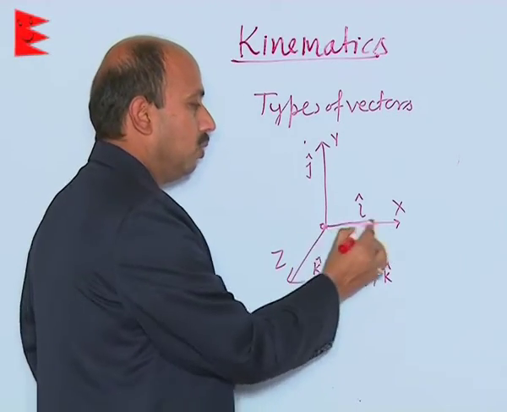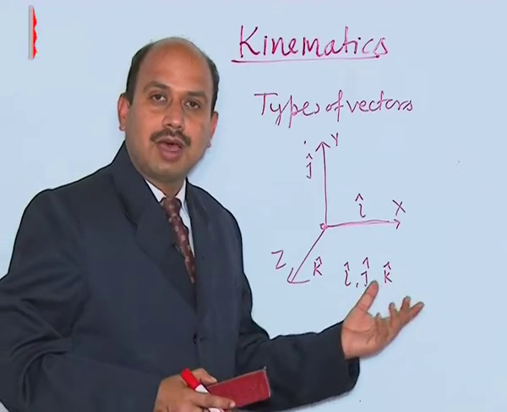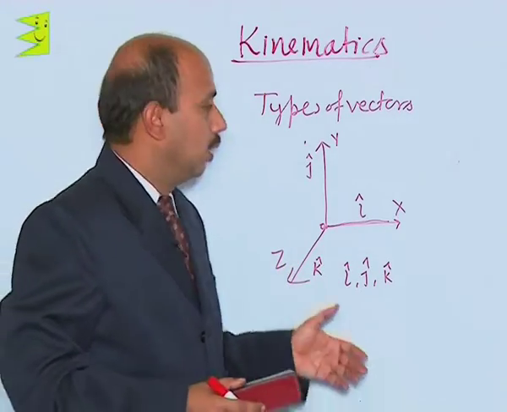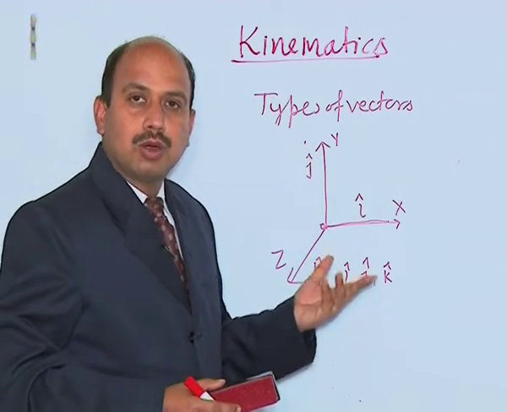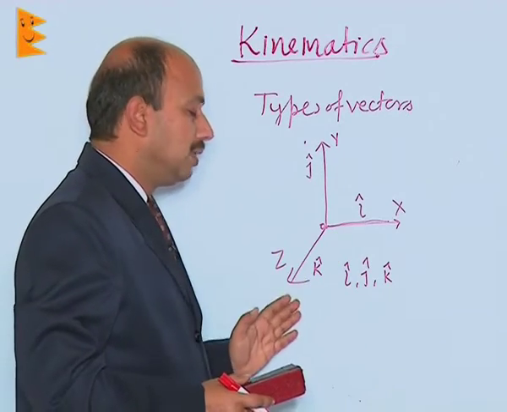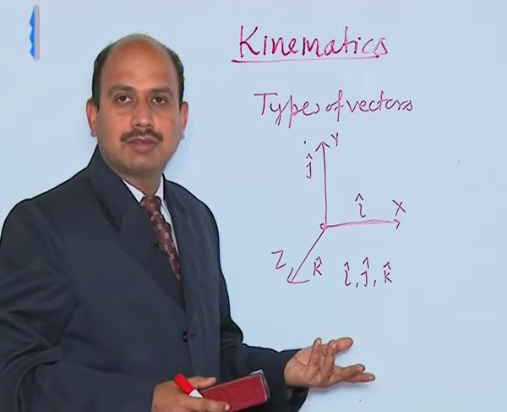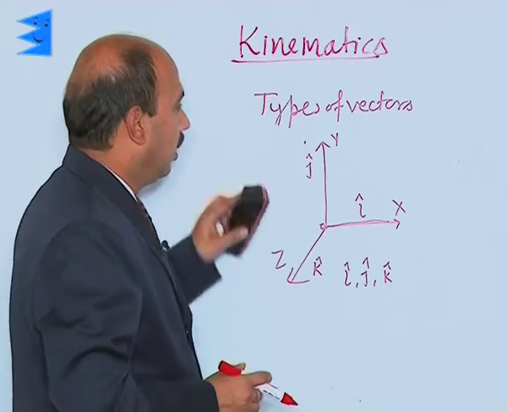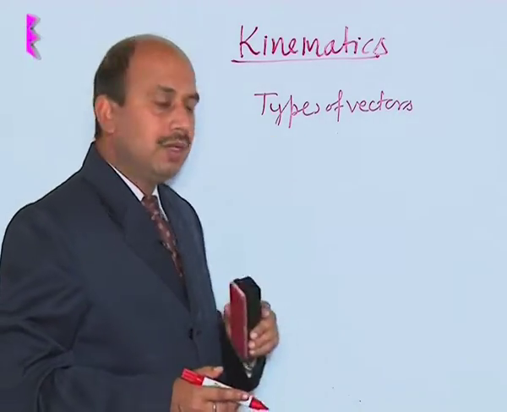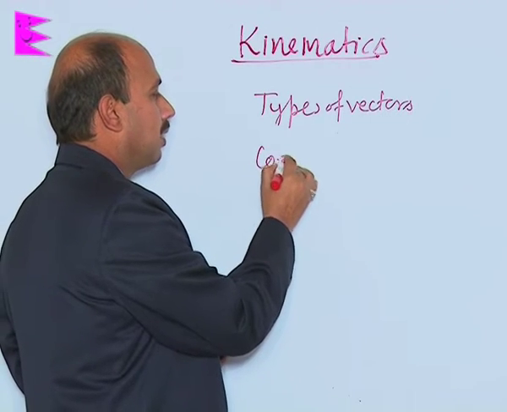As I have told you, along positive x axis i cap, so along negative x axis it will be minus i cap. Along positive y axis j cap, so along negative y axis it will be minus j cap, and along positive z axis k cap, so along negative z axis it is minus k cap. So, these things are about unit vector. Now, we will take another one like a co-initial vector.